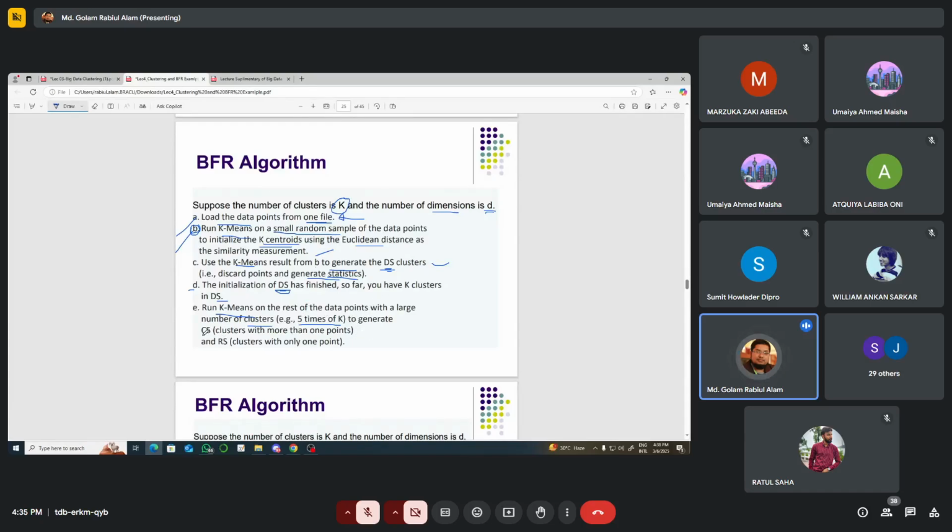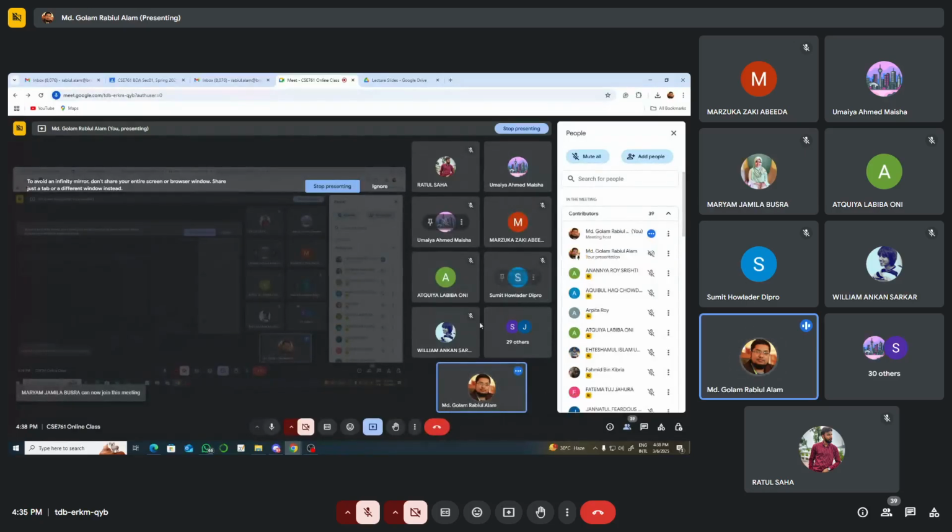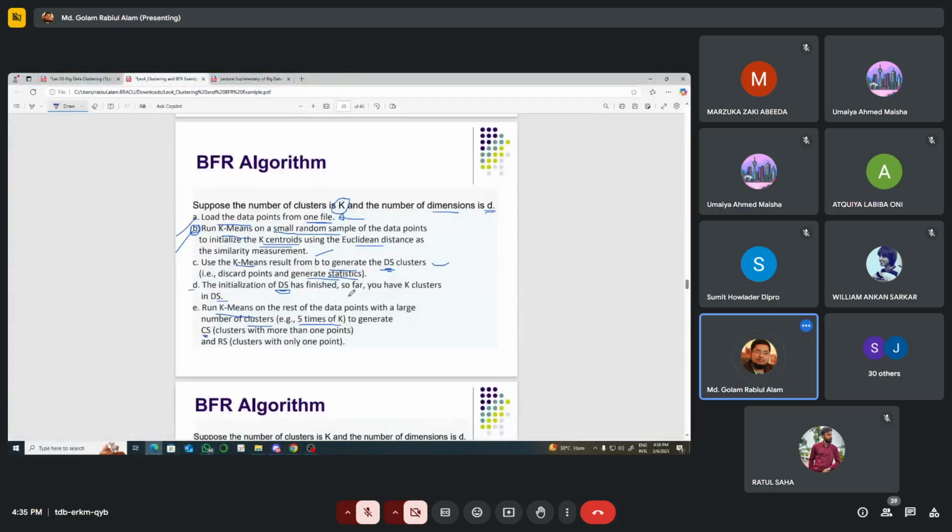This is to generate the CS, the compressed set. In our last lecture, we discussed that we have to form the compressed set. The compressed set is the mini clusters. That means this time the K-means algorithm will form the mini clusters. In those mini clusters, we will get more than one element. But we will also get some clusters with only a single point. Those are called the RS, the retained set.